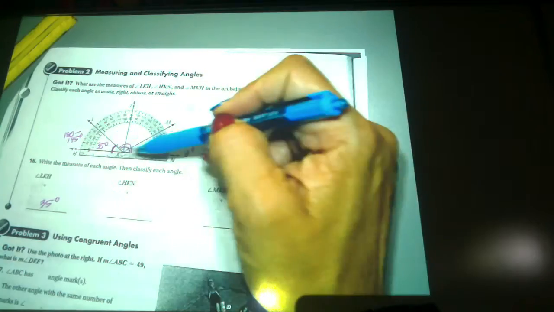So HKN, from H to K to N. Well, what's that? Yeah. From H to K to N, that's a straight angle.